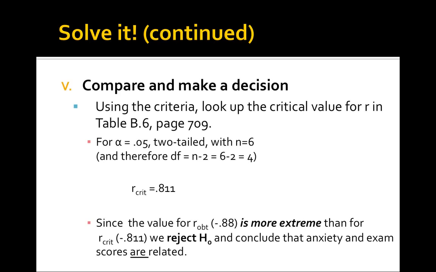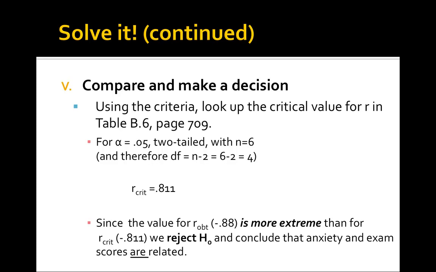We use the criteria, we look up the critical value for R. Depending on what version of the textbook you have, it might be table B6, the page number might be different, but this is for the critical value of R. We're going to use alpha equals 0.05 and look at a two-tailed test with n equals 6. So our degrees of freedom are n minus 2. In this case, when we do correlation, because each person has two values, we set that as our degrees of freedom, n minus 2. So 6 minus 2 equals 4. So we're going to be using 4 for degrees of freedom in the table.